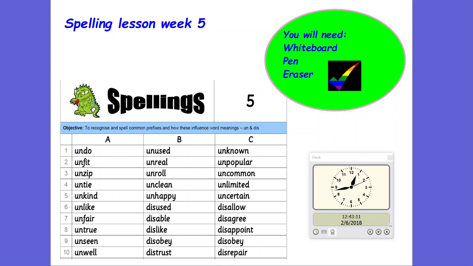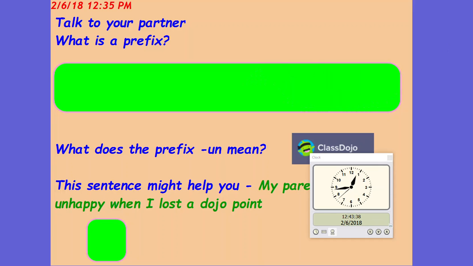Okay, year 3. Our learning objective for this spelling lesson is to recognise and spell common prefixes and how these influence word meanings. Last week we looked at the prefix un, and we're going to look at it again today. Okay, so here are your spelling words for week 5. I hope you have everything you need and we will get started.